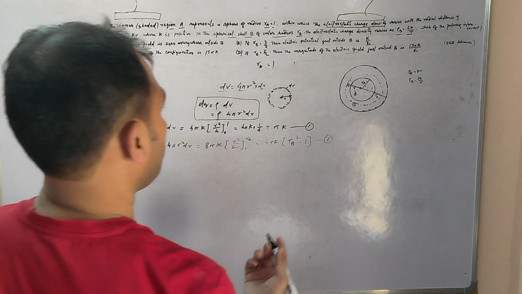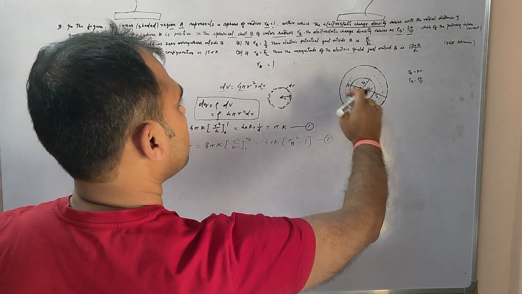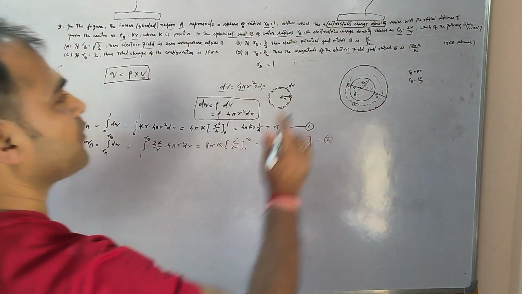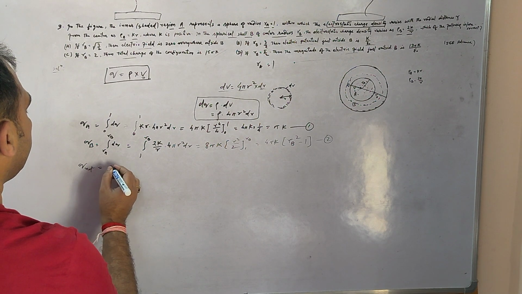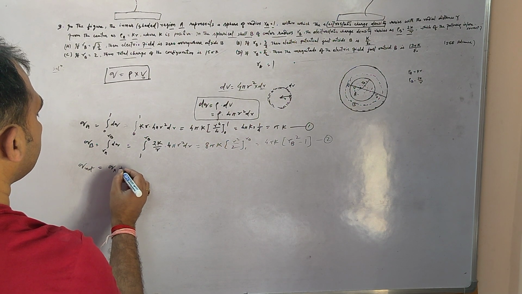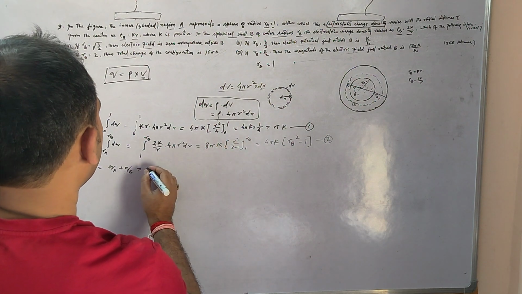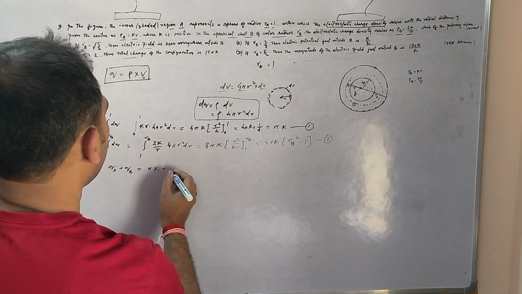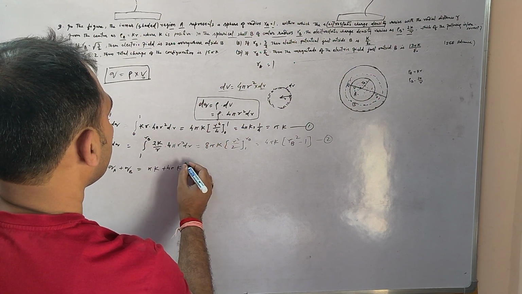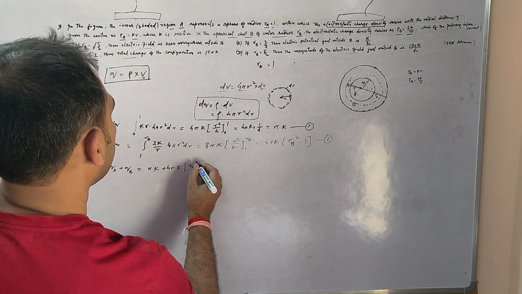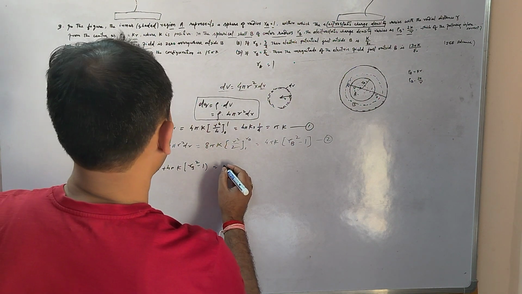Now what will be the Q net for this complete sphere? Q net will obviously be equal to QA plus QB. This is pi k plus 4 pi k into RB square minus 1. So this will be pi k.